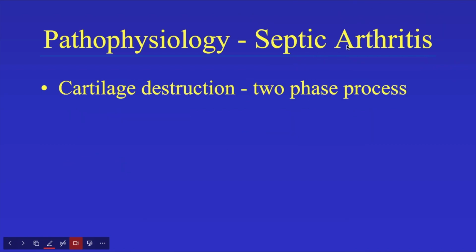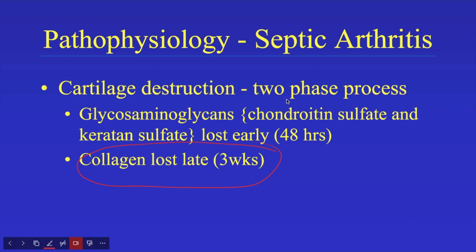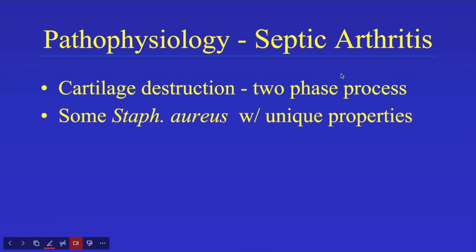Right. So in septic arthritis, what happens? The cartilage gets destroyed very quickly. This cartilage destruction occurs in two phases. The glycosaminoglycans like chondroitin sulfate and keratan sulfate are lost very early, within 48 hours, and the collagen is lost late, in about 3 weeks of time. So it occurs in two phases. Septic arthritis causes cartilage damage very quickly with devastating consequences to the child.